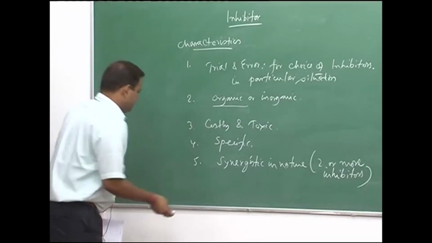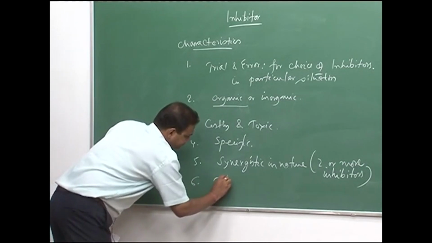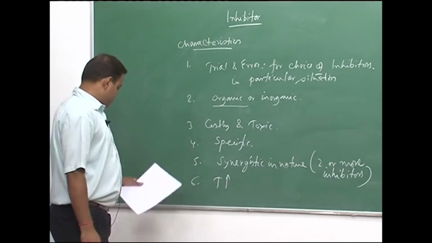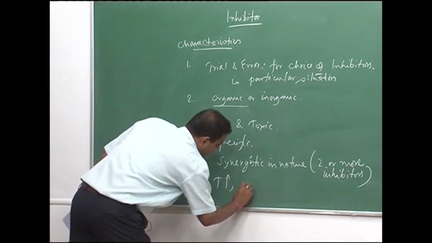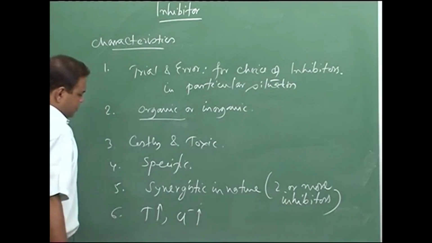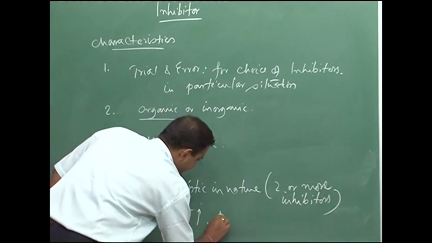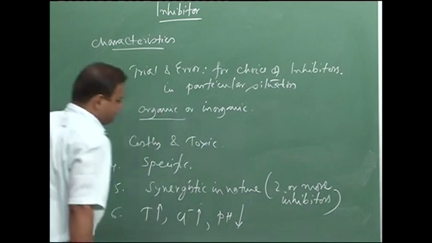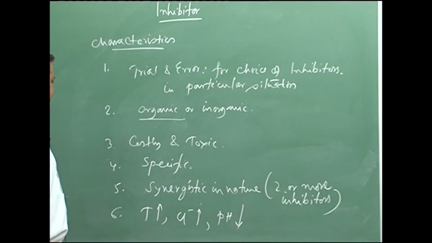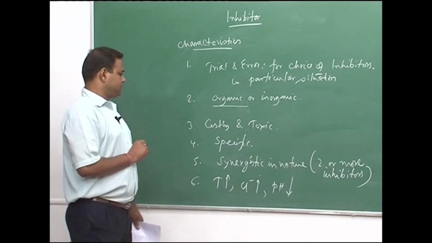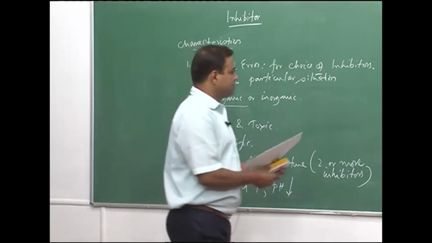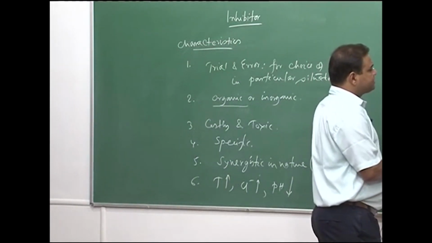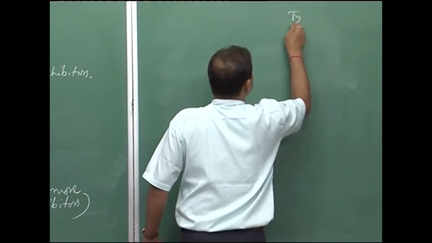And of course, if we increase the temperature, or if we increase, let us say, the chlorine content, or let us say pH is decreased, in these cases the amount of inhibitor would also increase. So, these are the common characteristics of inhibitors, and let us see how many types of inhibitors there are.